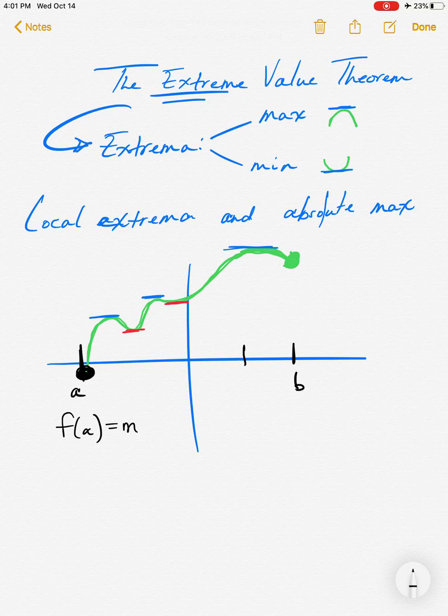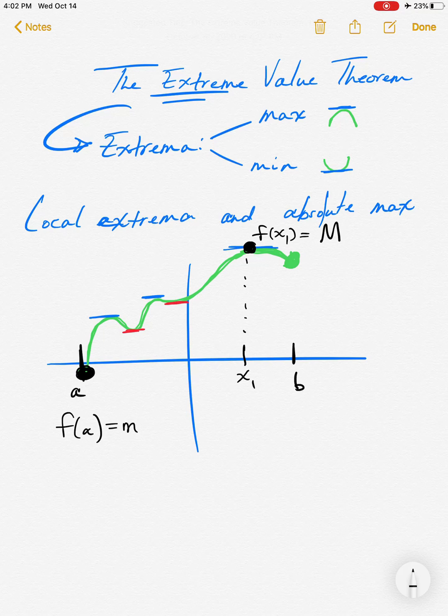Then let's say we have some other x value, and we'll call this value x1. This x value correlates to the highest point on the graph up here. It's higher than the endpoint on this side. So this y value would be f of x1, and that is actually the maximum value. And basically, we just explained the extreme value theorem.